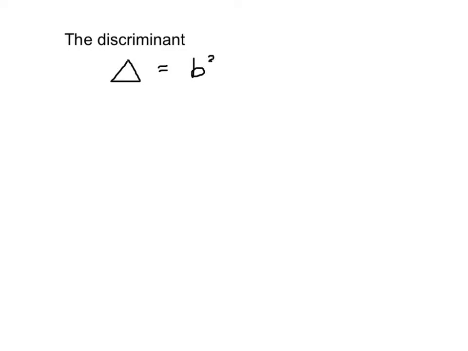In this video we're looking at a new word. I think it's quite new for you. The word is the discriminant, and it's symbolised by a triangle sign, which is the Greek delta, D for discriminant. The equation to find the discriminant is b squared minus 4ac, which is part of our quadratic formula.